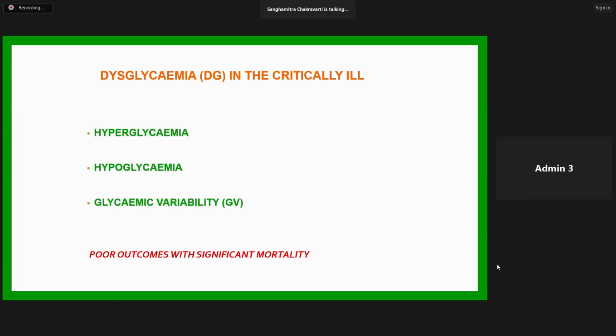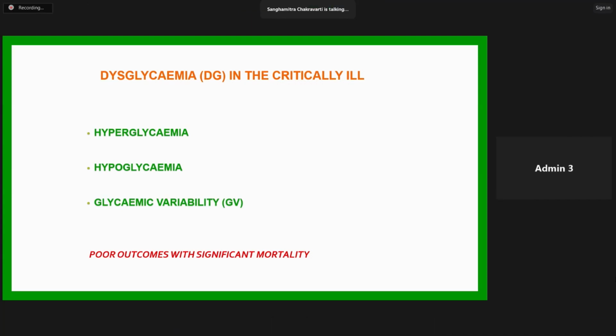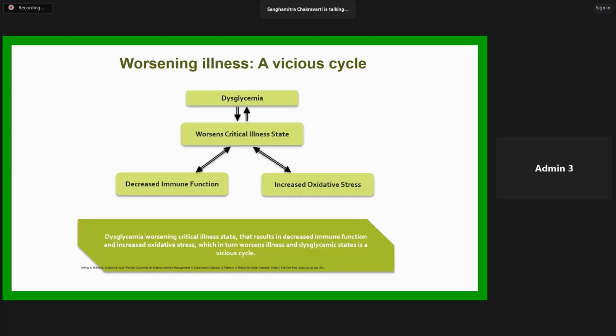So what do we mean by the term dysglycemia? It typically means either hyperglycemia or hypoglycemia, or the third, glycemic variability. This is a new concept which we had been neglecting over the years, where the blood sugar actually fluctuates. And now we know that this glycemic variability is worse than either persistent hyperglycemia or hypoglycemia. So any of these in the critical care unit leads to poor outcomes and significant mortality.